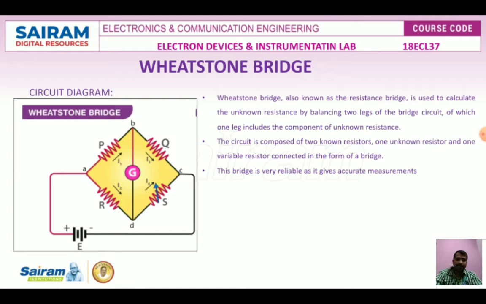The Wheatstone bridge is also known as a resistance bridge, which is used to calculate the unknown resistance by balancing the 2 legs of the bridge circuit, of which one leg includes the component of unknown resistance. The circuit is composed of 2 known resistances, 1 unknown resistance, and 1 variable resistance connected in the form of a bridge. The bridge is very reliable and gives accurate measurements.